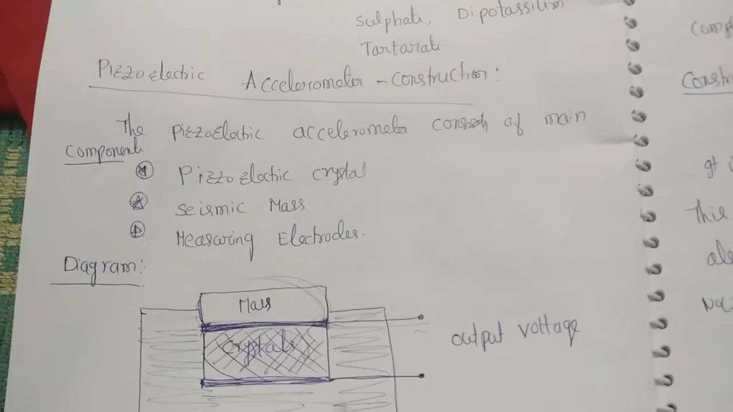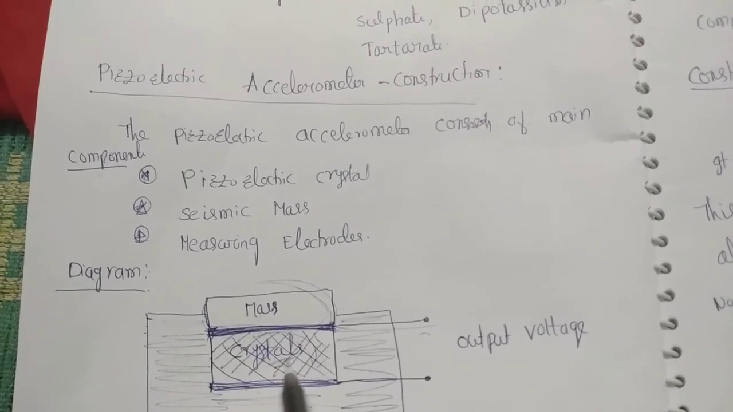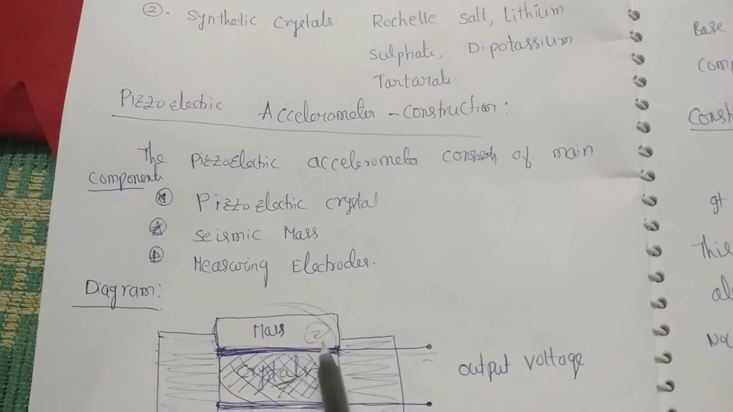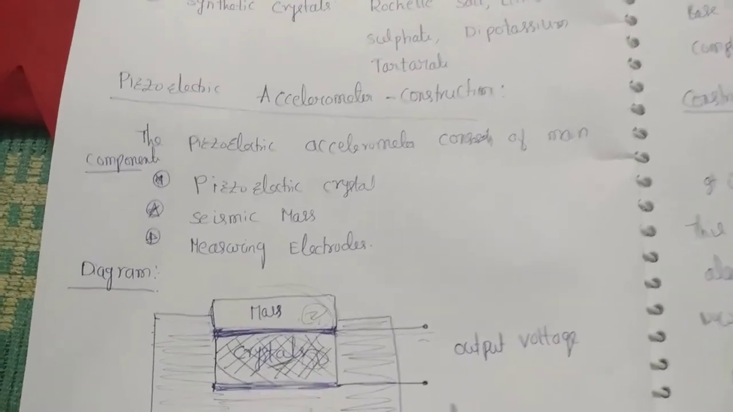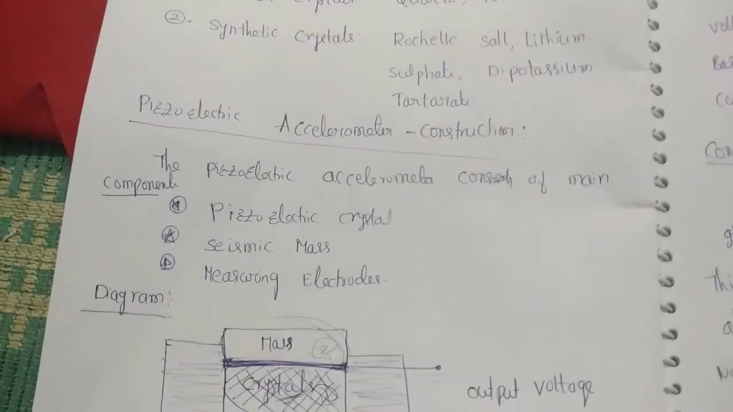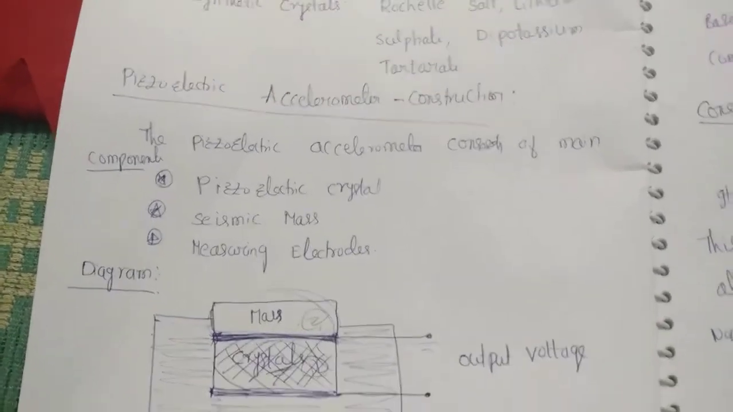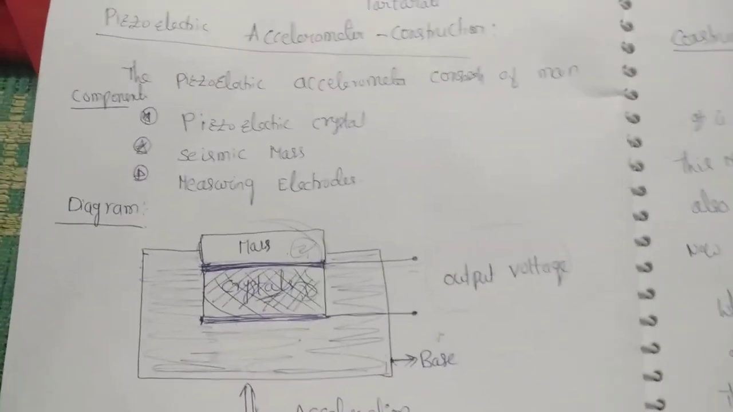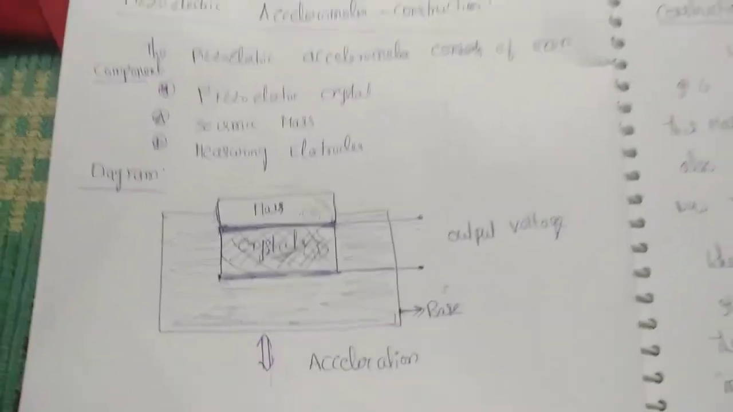Here the first one is the piezoelectric crystal, this is one. The seismic mass, this is two, and the complete unit is placed in a base, a supporting unit. The output voltage you are collecting across the measuring electrodes. Okay, so here is the diagram for the piezoelectric transducer.